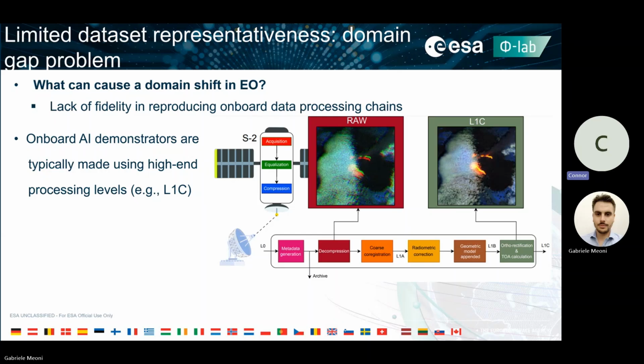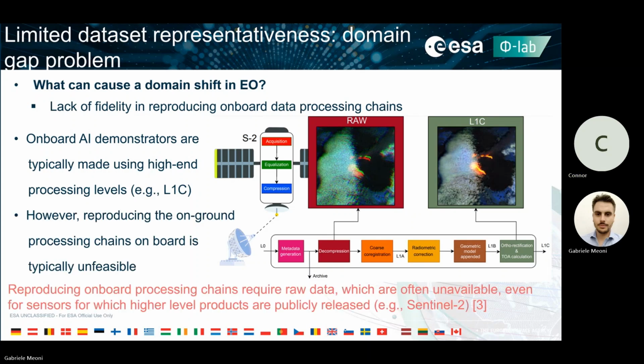So it's difficult to reproduce what you have on board, even because the raw data, the so-called Level-0, is typically not available to the community. That's why when you train something on Earth, you have a domain gap again, also because it's very difficult to reproduce what you're going to do on board. So, for instance, for Sentinel-2, the amount of raw data available is very limited because it's simply not distributed as a product nowadays.